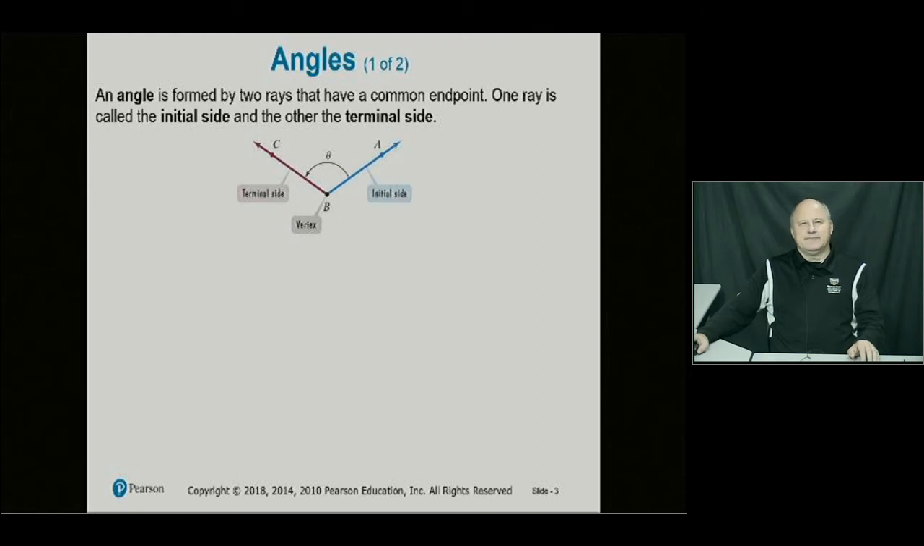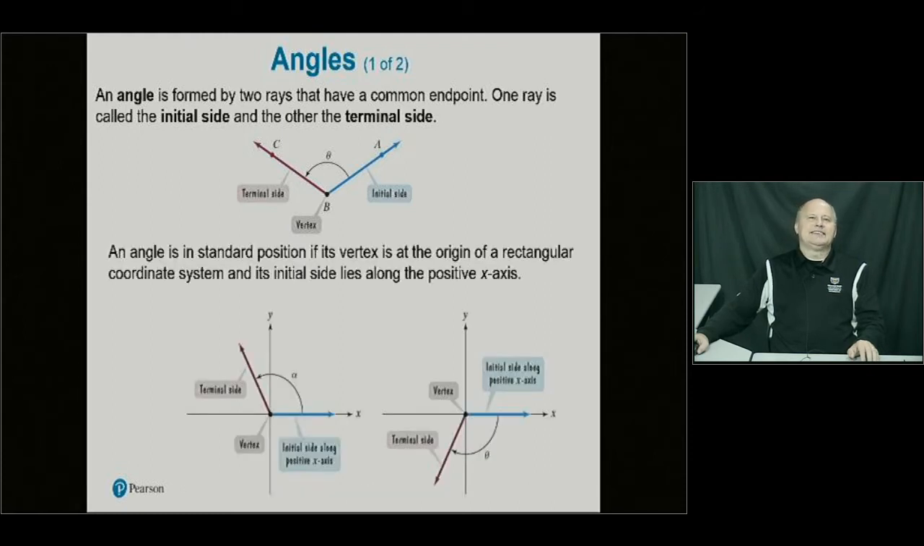An angle is in standard position if its vertex is at the origin of a rectangular coordinate system and its initial side lies on the positive x-axis. So remember the blue ray at the top? That was the initial side. We're going to lay that one right on the positive x-axis, and both rays have their endpoint at the origin. The red one is like a propeller, but the blue one is the positive x-axis. That's the initial side.